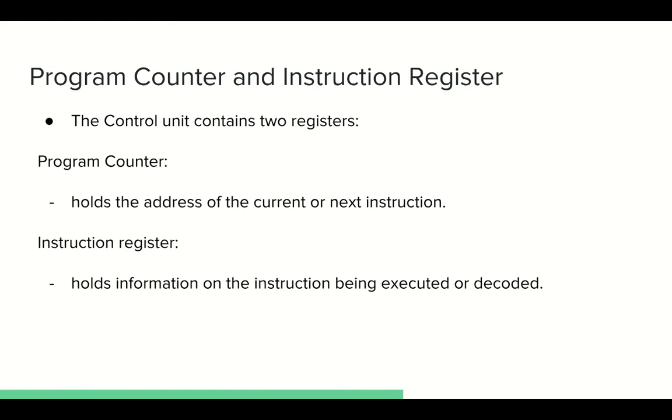Both the program counter and instruction register can be located in the control unit of a computer. The program counter holds the memory address of the current or next instruction, depending on the CPU. The instruction register contains information on the instruction being decoded or executed.